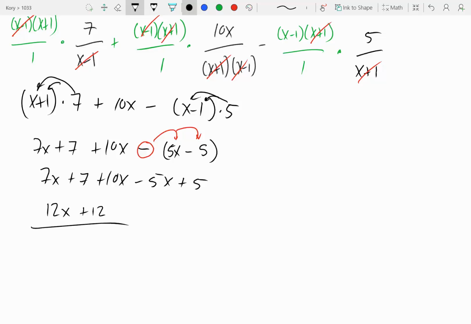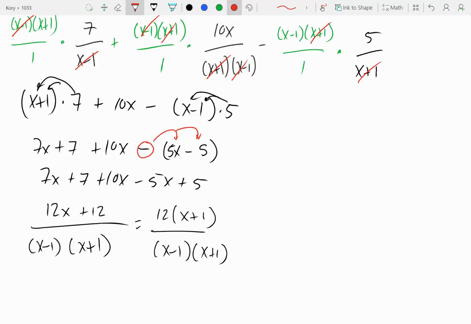And then that's over our LCD of (x minus 1)(x plus 1). We can go ahead and factor the top. They both have 12 in common, so we're left with 12(x plus 1) over (x minus 1)(x plus 1). Let's cancel like terms, so x plus 1, and we're left with 12 over x minus 1. So that's it for this video.